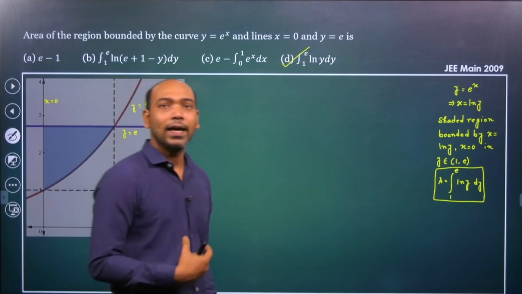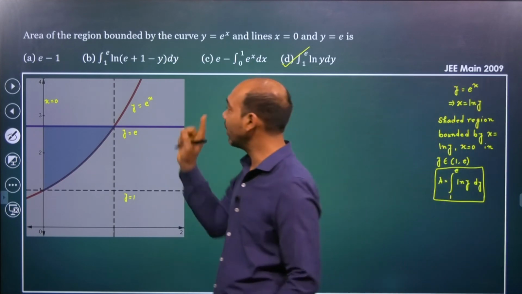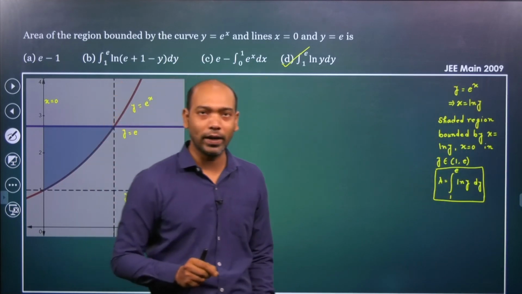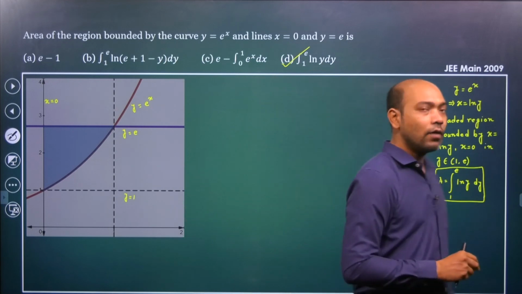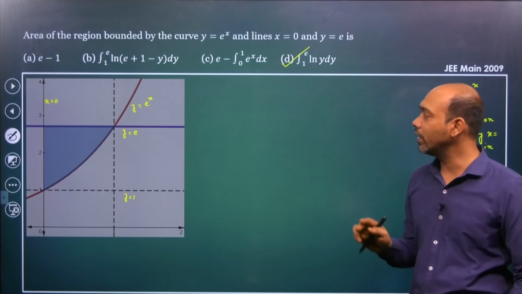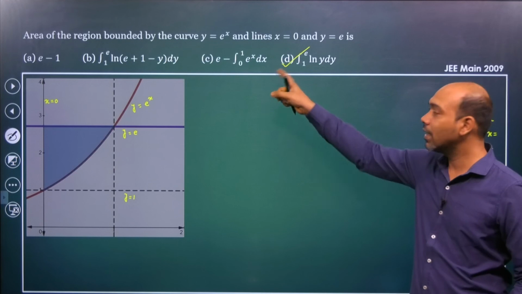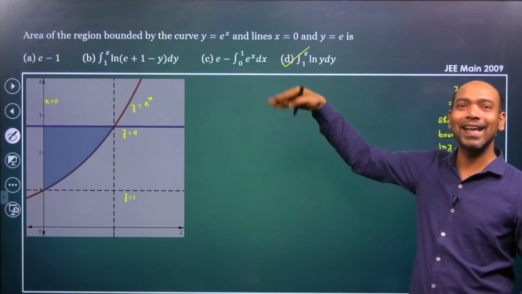But obviously in this case, there may be multiple options possible, right? So we have to test the other options as well. Now see that for option C, it talks about finding the area, if I talk about the x limit.